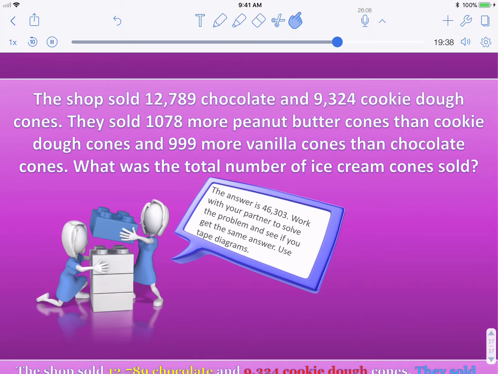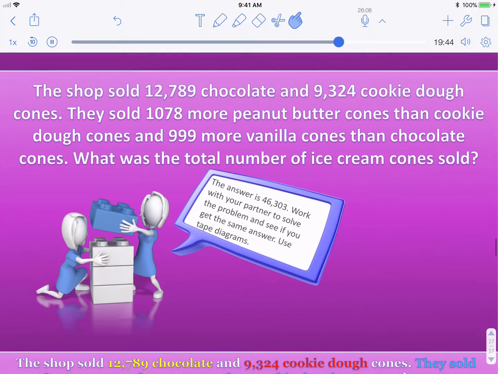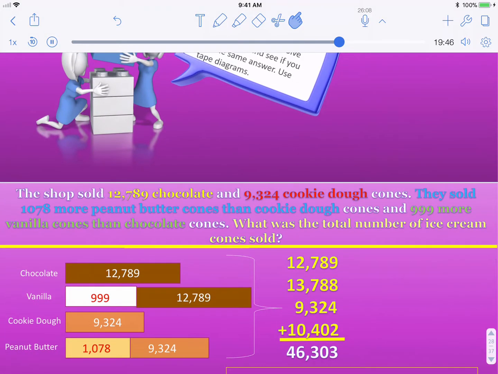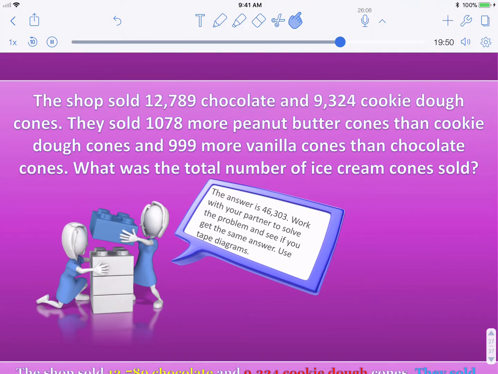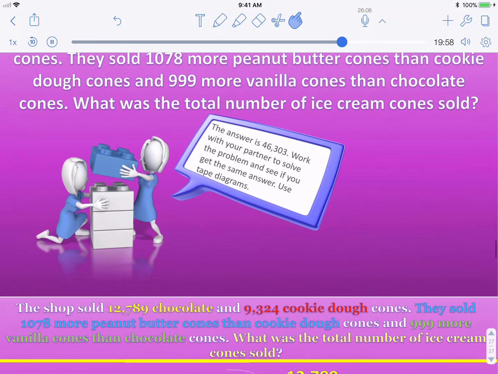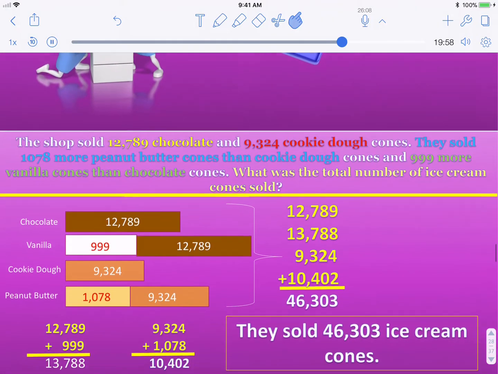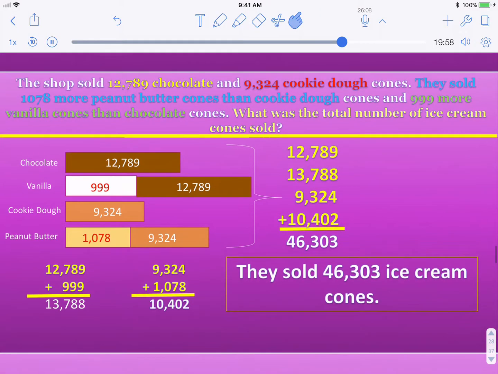You're going to work on your own to solve the problem and see if you get the same answer. Use tape diagrams. Okay, so go ahead, pause. I want you to try to solve this problem. Okay. Let's look at this problem.